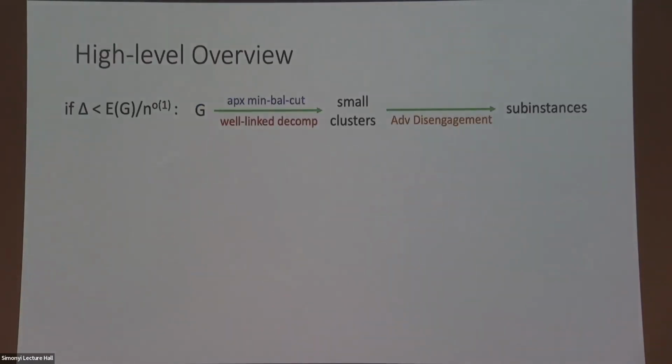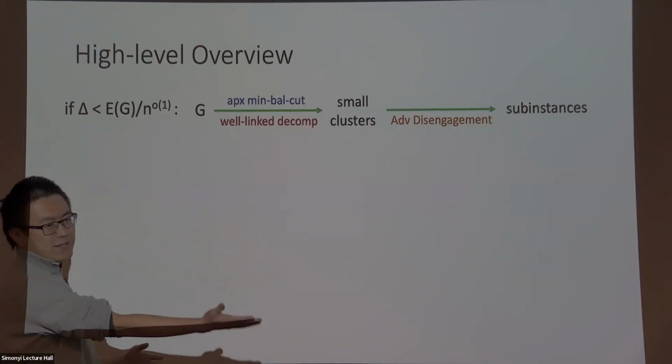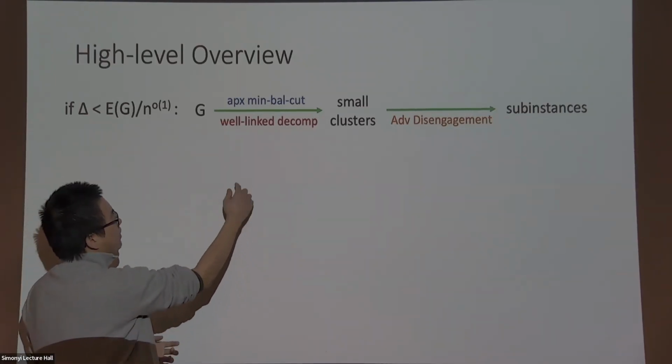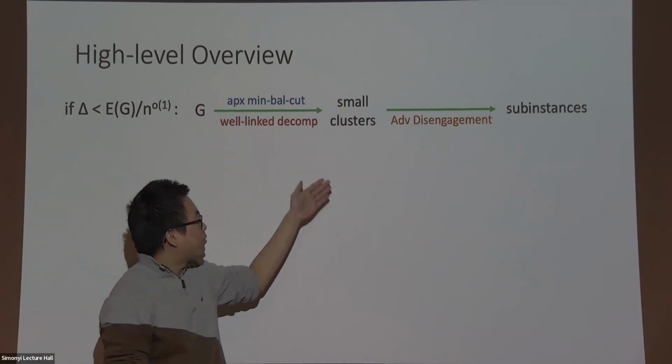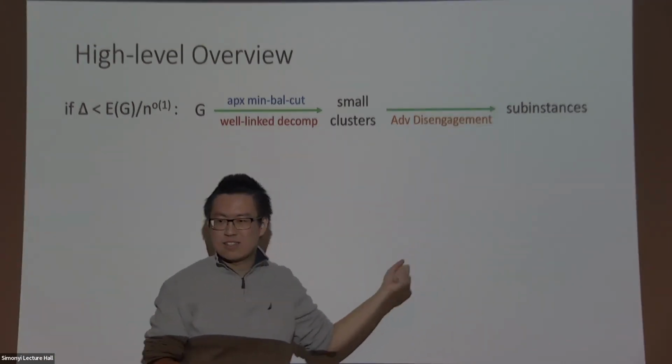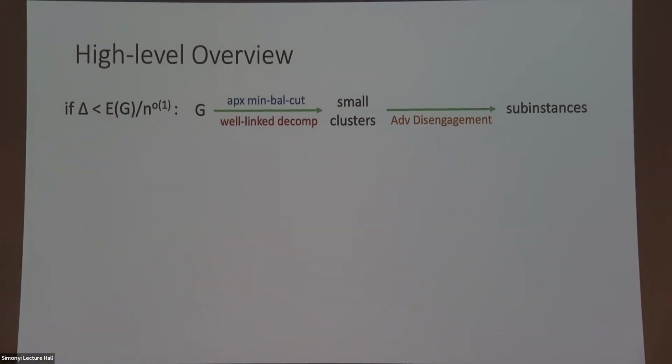However, this deals with a general enough case, but not the completely general case. This deals with the case where there's no crazy vertex. Recall that the either-or has a prerequisite, which is that the max degree is less than E_G over n to the little o of one. And in this case, what we have summarized through the second part of the talk is that we apply approximate min balanced cut and well-linked decomposition to get small clusters, and we perform advanced disengagement to get subinstances. This is just the divide step.